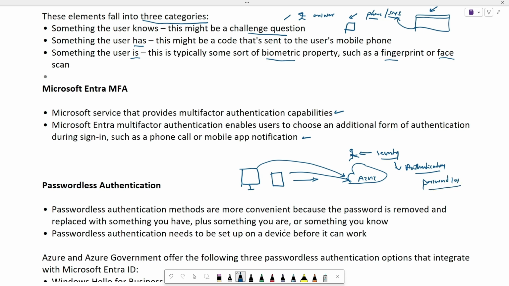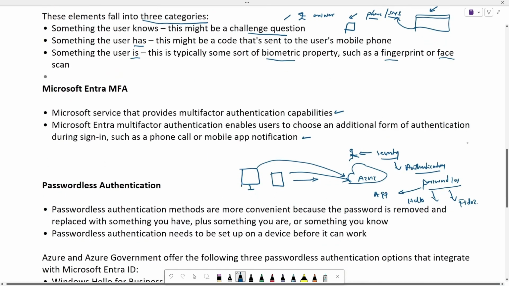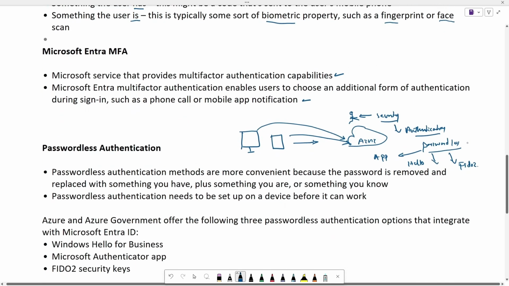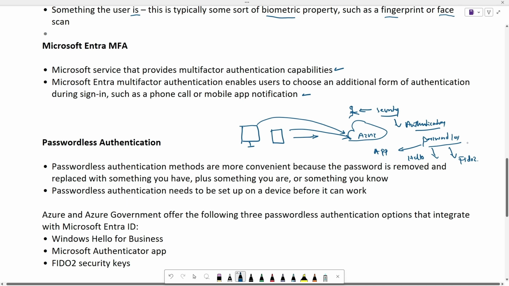So if I have selected the authentication for the user as passwordless, then it will ask, what are you using for the passwordless authentication? It can be an app, it can be Hello, or it can be FIDO. So these are the three methods which we have to configure for the user to use passwordless authentication.